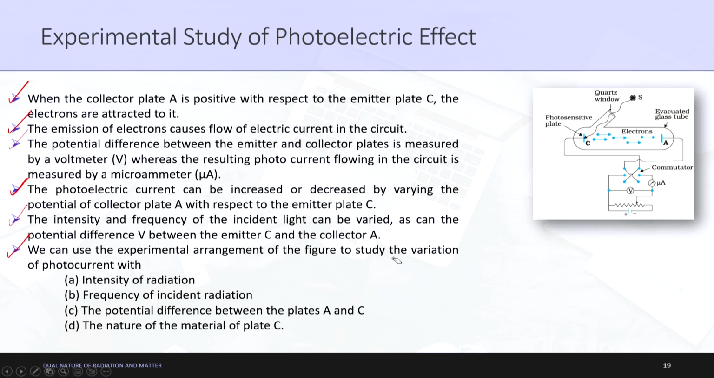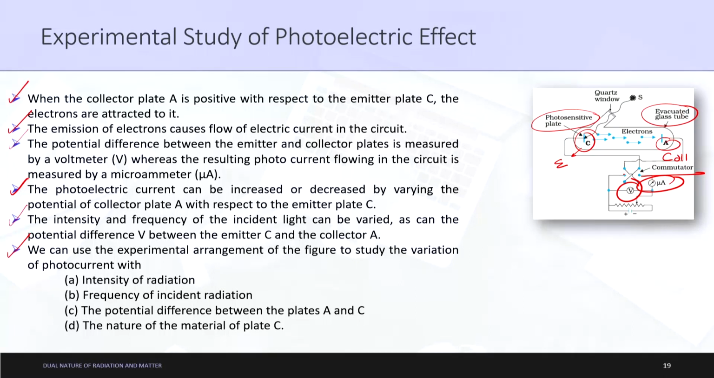Okay. So, till now what we understood is that there is an evacuated glass tube, there is a photosensitive plate. This is basically the emitter plate C, and this is your collector plate. What is a commutator? Commutator is being used to reverse the polarity if required. What is mu A? Mu A is basically a microammeter, which is used to calculate the value of current being produced in the complete circuit. When will the current be produced?